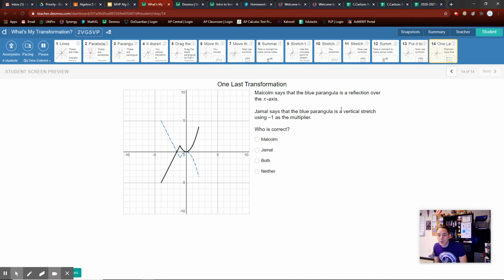Okay, Malcolm says that the blue parangula is a reflection over the x-axis. Is that true? Who is correct? Because Jamal says that the blue parangula is a vertical stretch. Figure it out. So that's the whole Desmos activity.